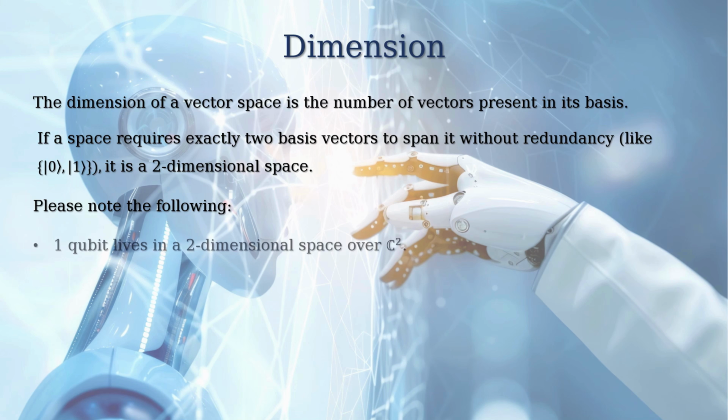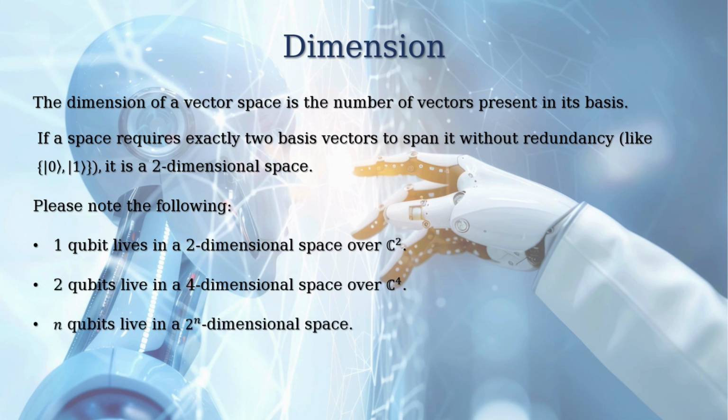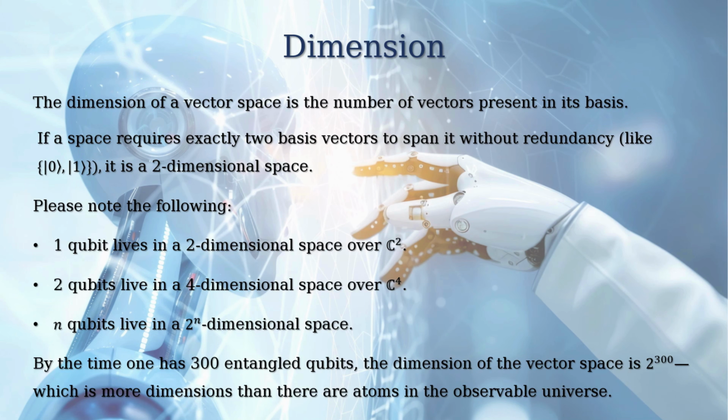However, please note the following. One qubit lives in a two-dimensional space. Two qubits live in a four-dimensional space and n qubits live in a 2 to the power n dimensional space. So, by the time one has 300 entangled qubits, the dimension of the vector space is 2 to the power 300, which is more dimensions than there are atoms in the observable universe.